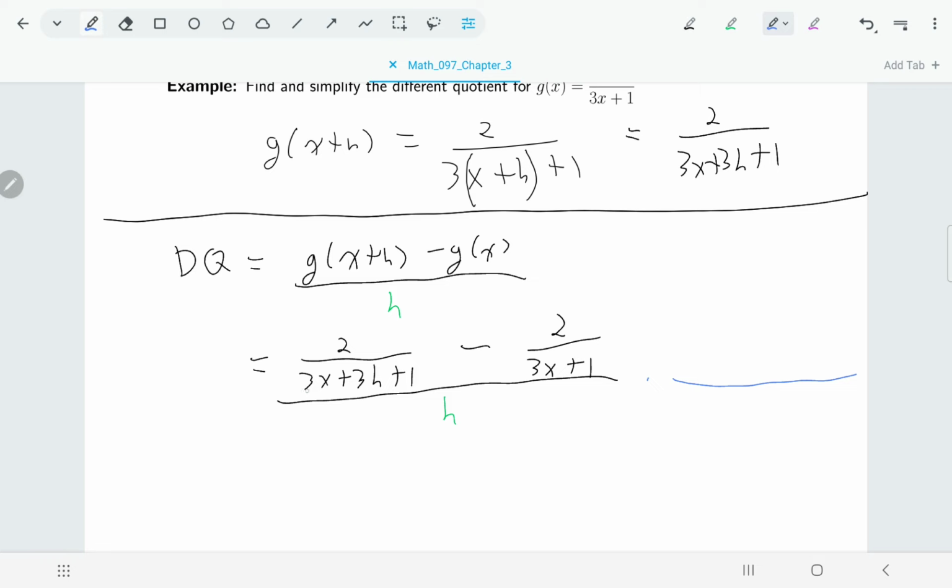So our common denominator would be 3x plus 3h plus 1 times 3x plus 1. So that's what I'm going to multiply top and bottom of my fraction. 3x plus 3h plus 1 times 3x plus 1 on the top. And I'll do the same thing on the bottom.